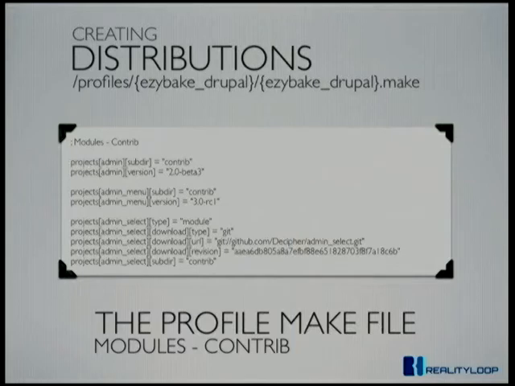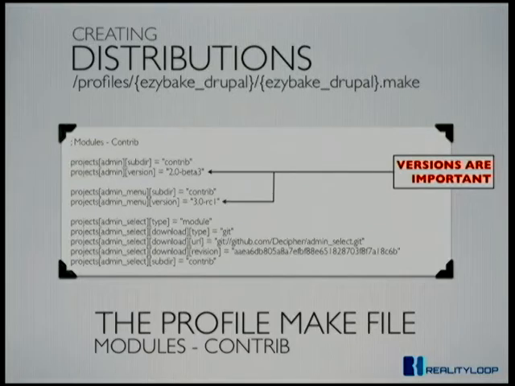So contrib modules, here's just a few samples of contrib modules that this example distribution is using. So there is the admin module, the admin menu module, and the admin select module. Now, the most important thing to take from this here is the versions. Versions are important. They're very, very important. Because if you build the site today and you haven't put versions in, you'll get the stable versions of these modules that are available today.